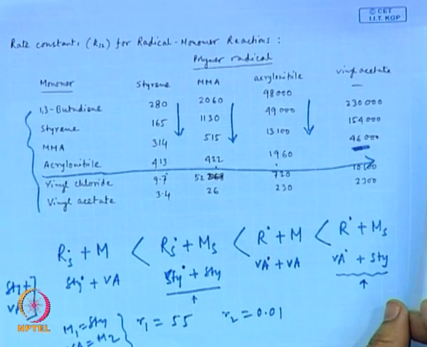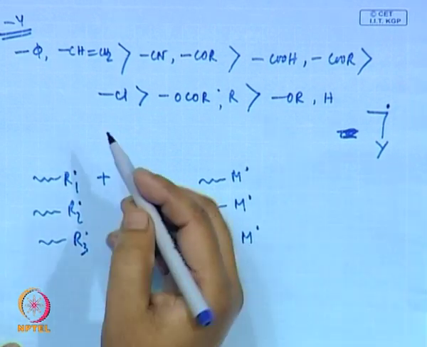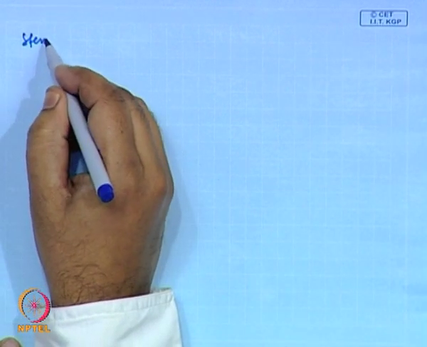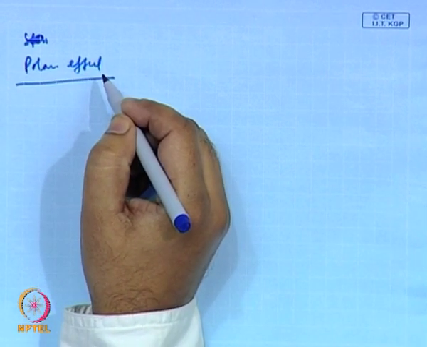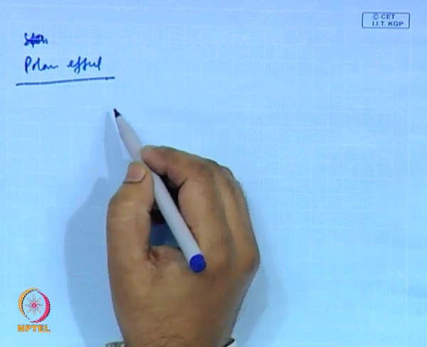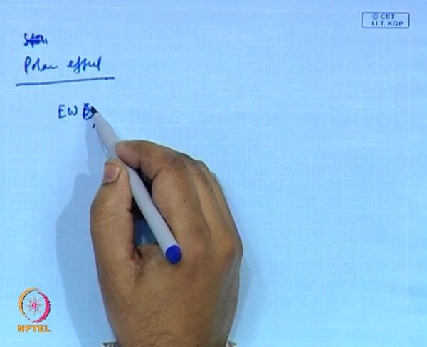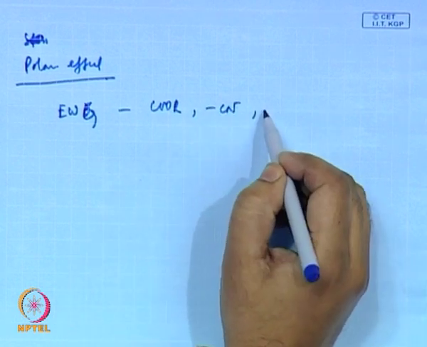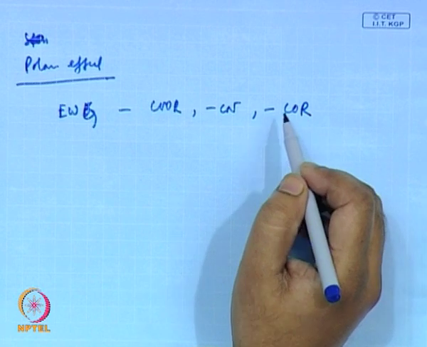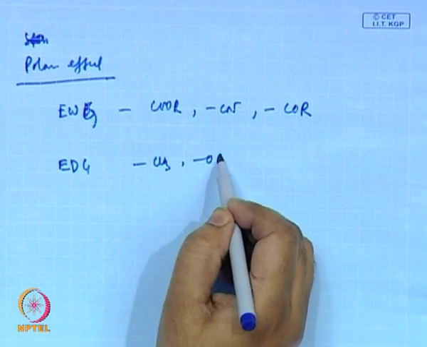Now, these are all about resonance effects. You can also have steric effects. Polar effect, let us talk about the polar effect first. Now, if you have electron withdrawing groups in the monomers, like say COR, CN or COR, and you could have electron donating groups like CH3, OR.